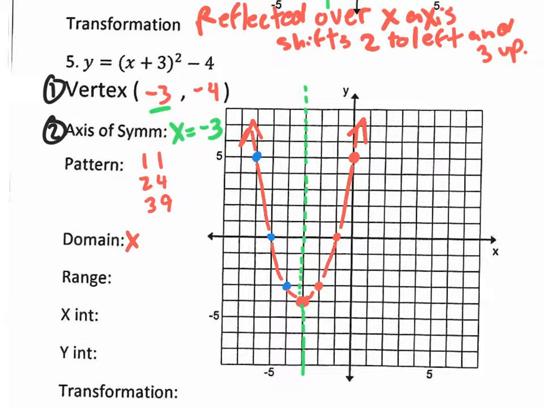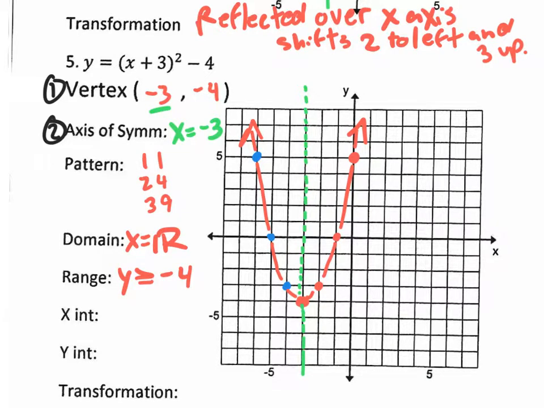What's the domain? All real numbers. X equals, very important to state x equals. How about the range? Y is greater than or equal to what? Negative 4, which is the y value of our vertex. It's nice to see that the axis of symmetry is really x equals the x value of our vertex, and the range is always going to be y is either above or below the y value of our vertex.